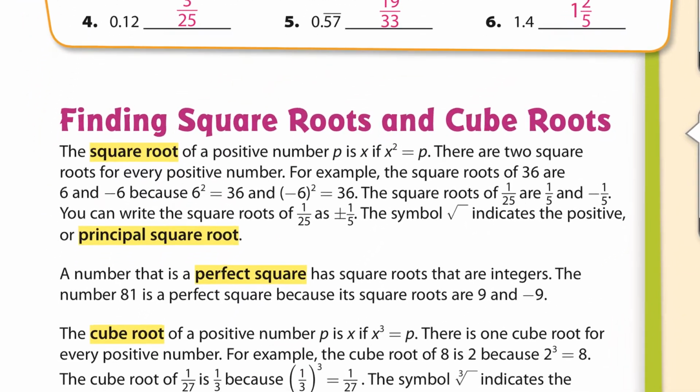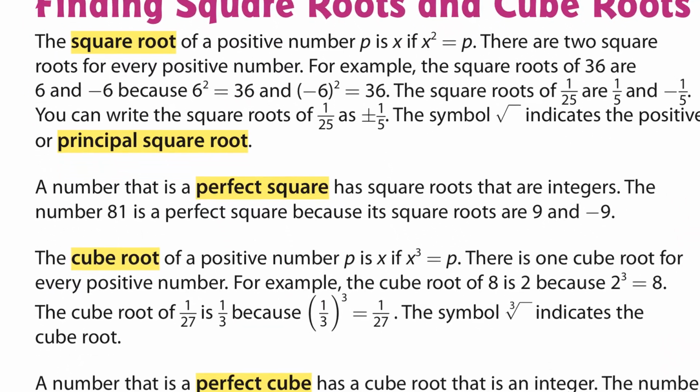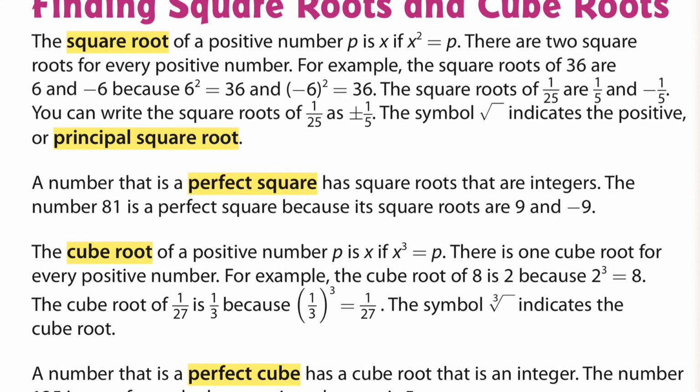All right, finding square roots and cube roots. There's a lot of information here. The square root of a positive number p is x where x squared equals p. Here, this is a good example. The square roots of 36 are 6 and -6, because 6 times 6 is 36, and -6 times -6 is 36. That's what this is saying here.